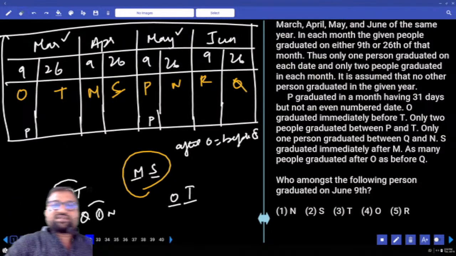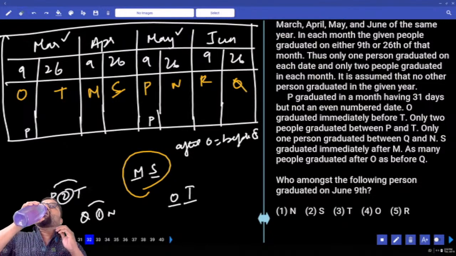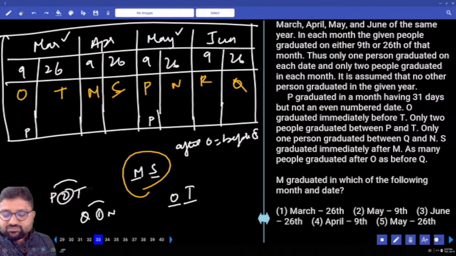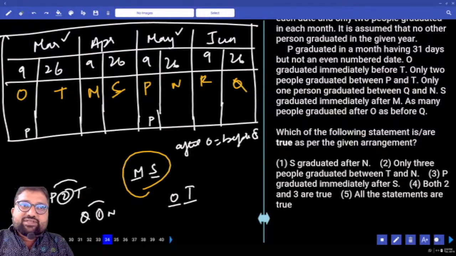T goes to the right side. Clear? Who amongst the following person graduated on June 9th? Who has graduated on June 9th? R. Next, please. 33rd. M graduated in which of the following month and date? M has graduated on April 9th. Option 4. Which of the following statements are true as per the given arrangement?